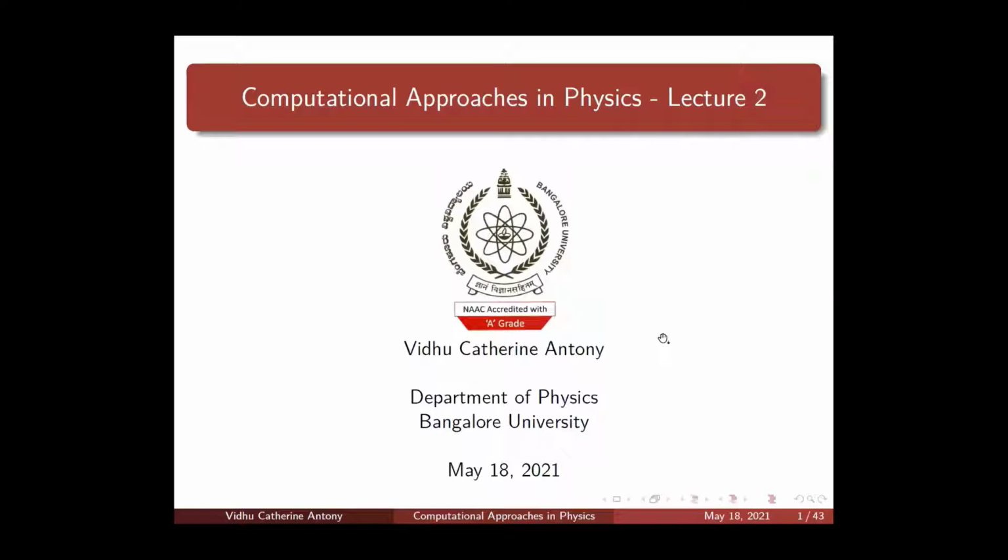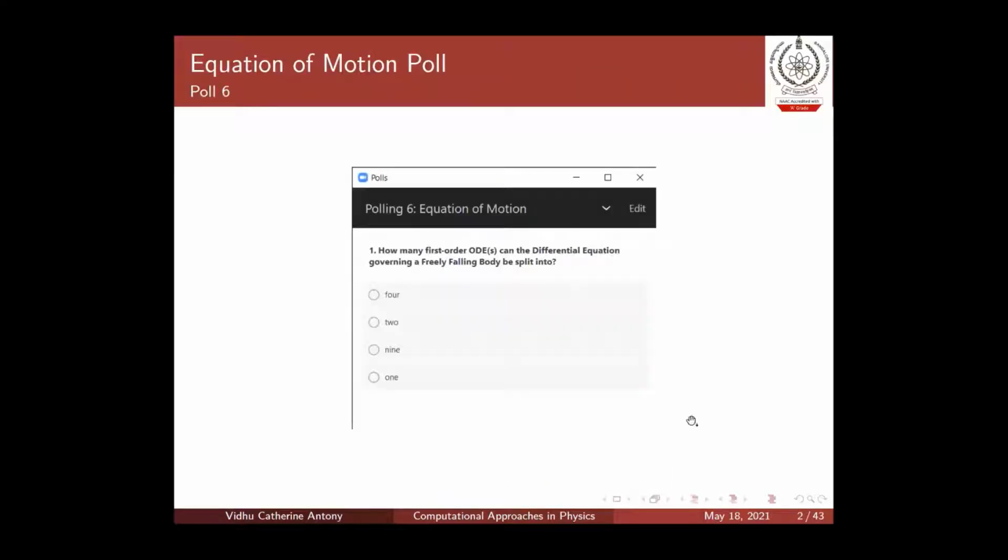There's no definitive form for bringing in resistance, but we would start to look at particular forms of bringing in resistance. Okay, so now, the first thing I'm going to do is, this is actually a revision question, so I will be starting a poll now. The question is, how many first order ODEs can the differential equation governing a freely falling body be split into? Is it 4, 2, 9, or 1? So I'll start the poll now.